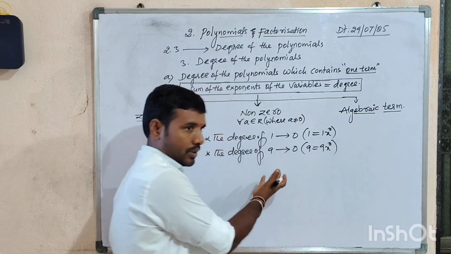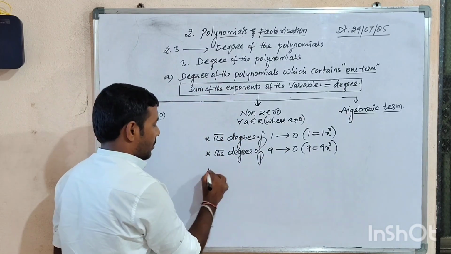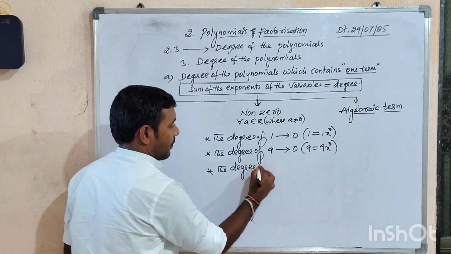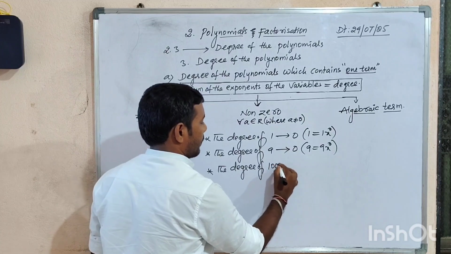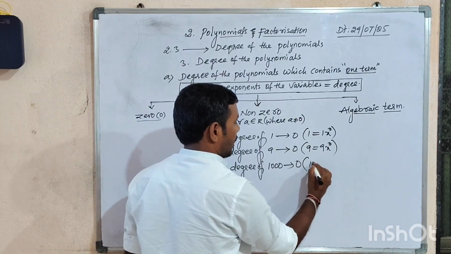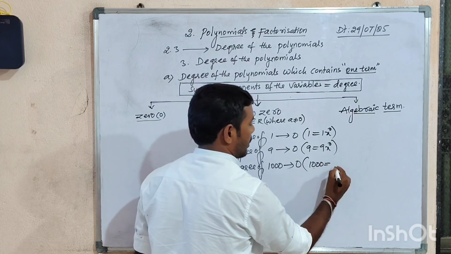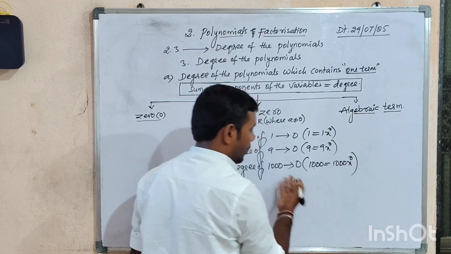You know, previously we converted algebraic expressions. Now, one more question. The degree of 1000? 0 only. Reason: 1000 is a numerical expression. We have to convert it to an algebraic expression. You know how to convert.